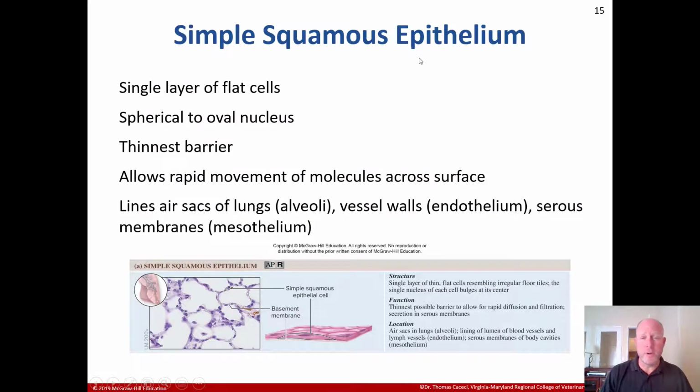As far as simple squamous goes, the simple squamous cells are a single layer of flat cells with a spherical to oval nucleus. They're the thinnest of the barriers. They allow rapid movement of molecules across the surface. Good examples are the lining of the air sacs of the lungs, the alveoli, the vessel walls, endothelium, and the serous membranes like the mesothelium. Okay.